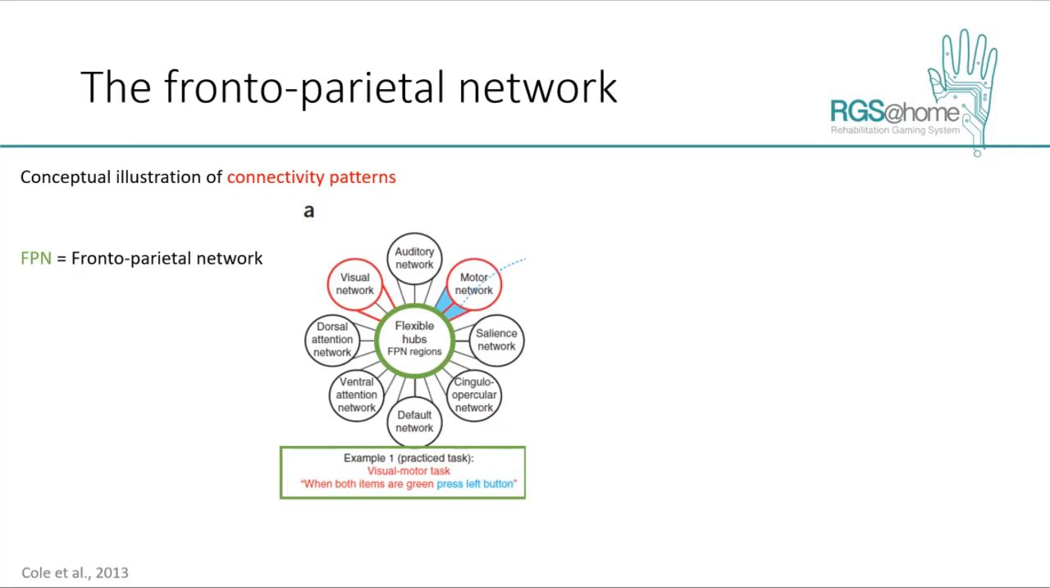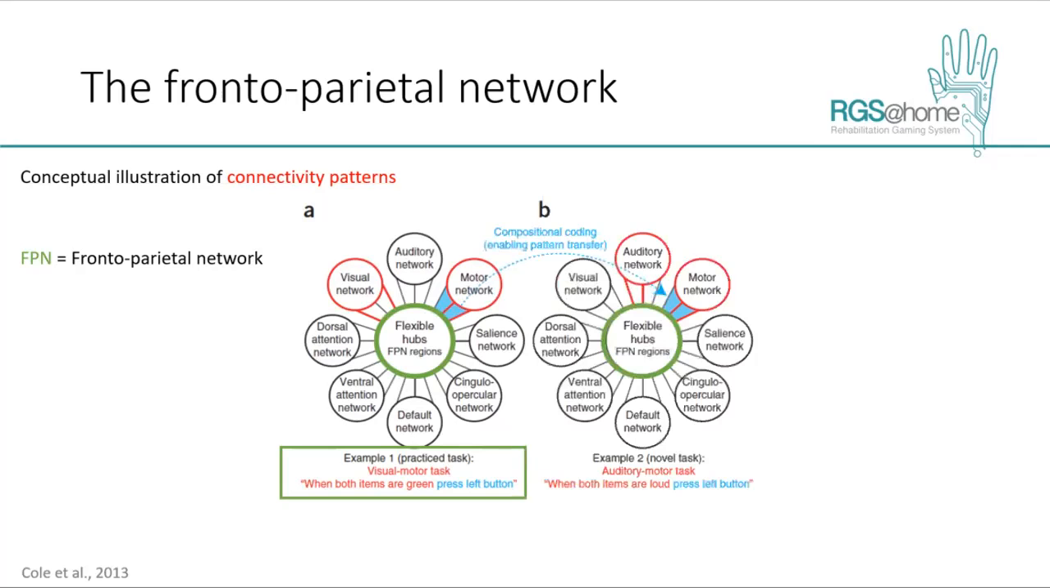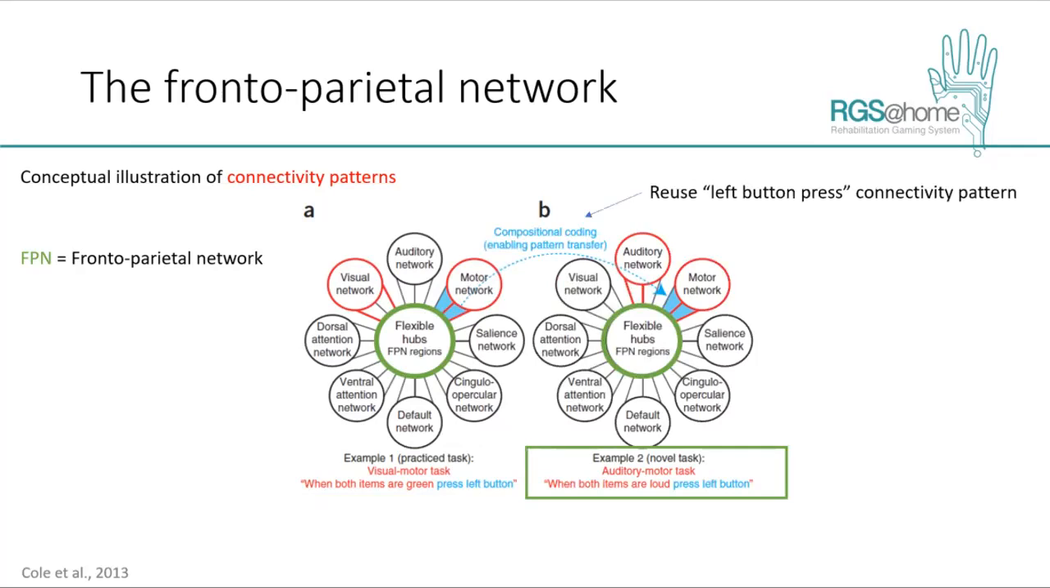Once acquired, the functional connectivity patterns of one task also appear to transfer to other tasks. So if the subject in a similar task is asked to press the left button when two items are loud, the motor network connectivity pattern remains engaged, while a connectivity pattern with the auditory network instead of the visual network is involved. These findings support the notion that the frontal parietal network is crucial in initiating and adjusting cognitive control.